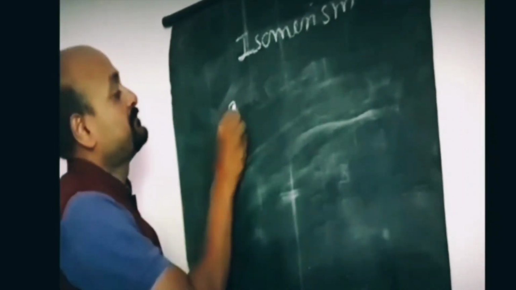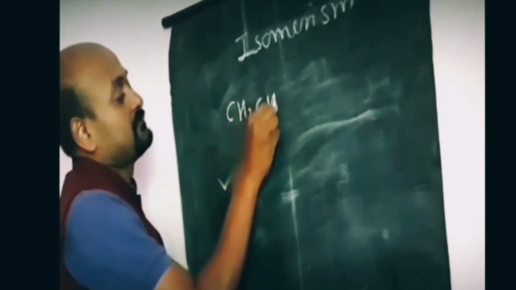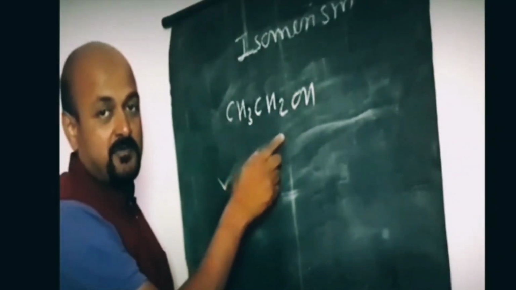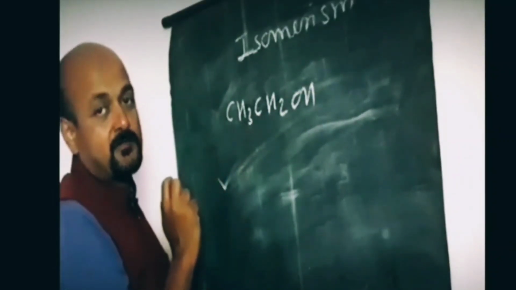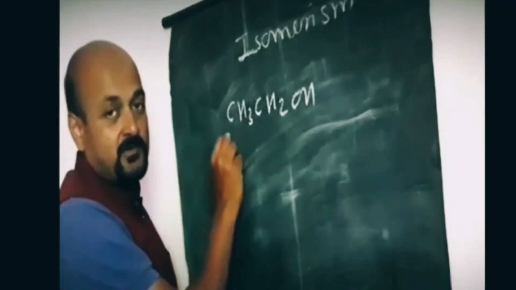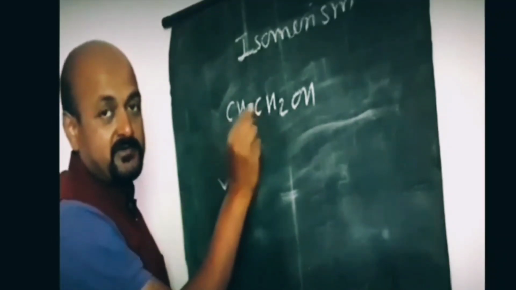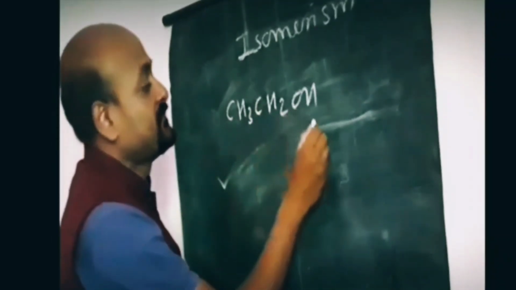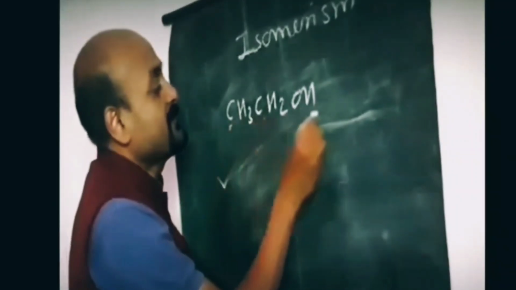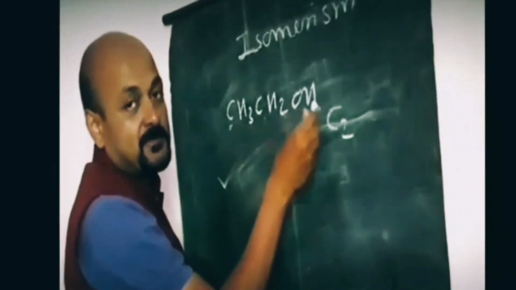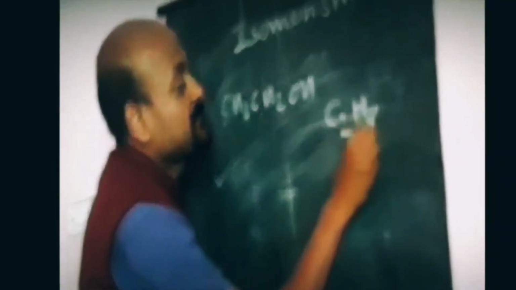Right. Now, first of all, let us take an example. As you know, name of this compound is ethanol. Now just count number of carbon, hydrogen and oxygen. So here there are 2 carbons, 3 plus 2 plus 1, that means 6 hydrogens and 1 oxygen.